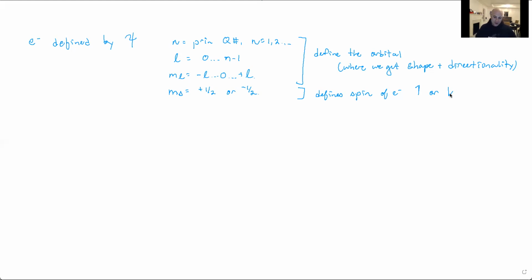And so using these four terms we describe an electron in either an atom or a molecule, okay? And there's an important principle known as the Pauli exclusion principle. And this states that no two electrons can have four identical quantum numbers in the same molecule or atom.